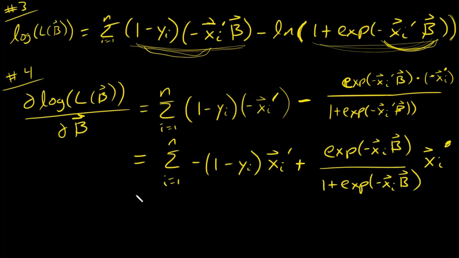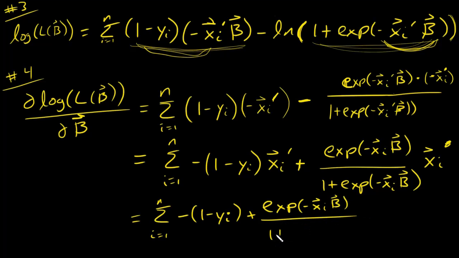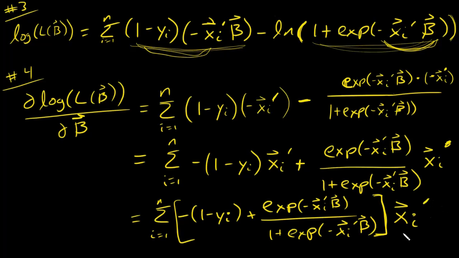Lastly, you could pull out a negative, so we'd have negative of 1 minus yi plus e to the power of xi transpose times beta over 1 plus e to the power of negative xi transpose times beta. Note that this piece here is a scalar, and it gets multiplied by this vector, which is the same size as beta. So when I'm taking the derivative with regards to beta, I'm going to have a vector of answers, one derivative for each beta.